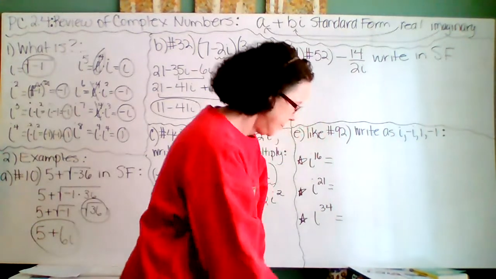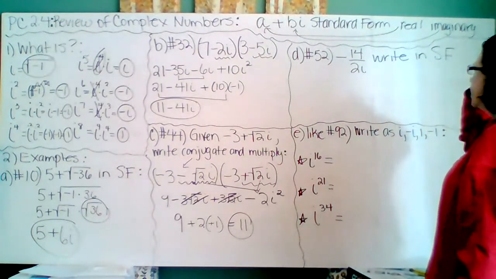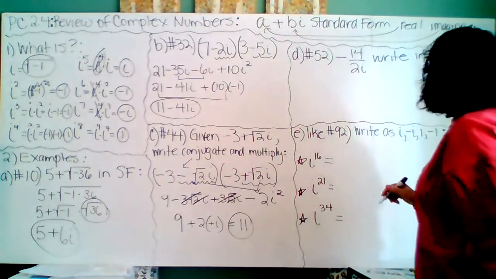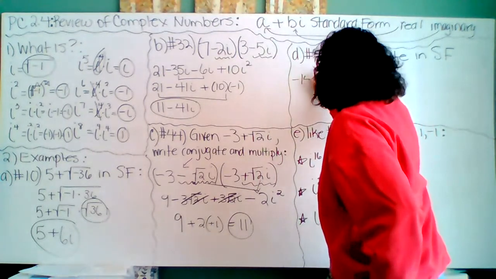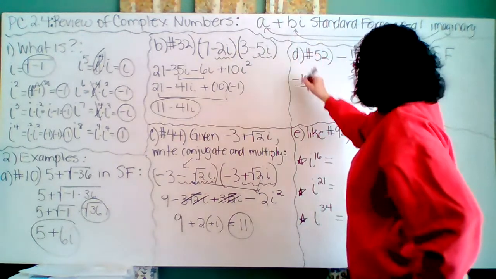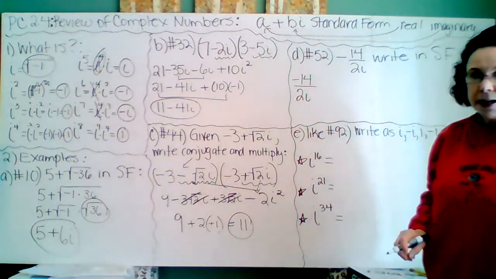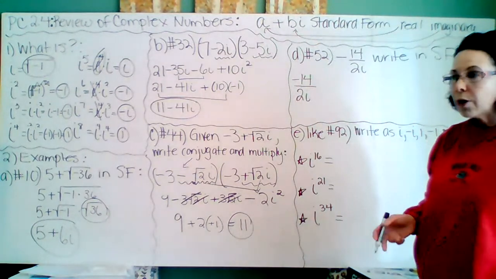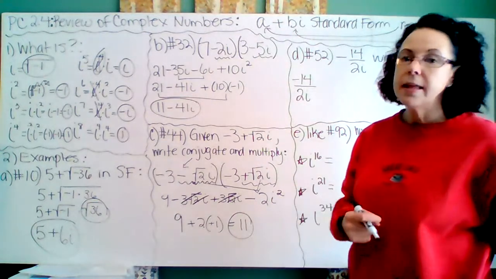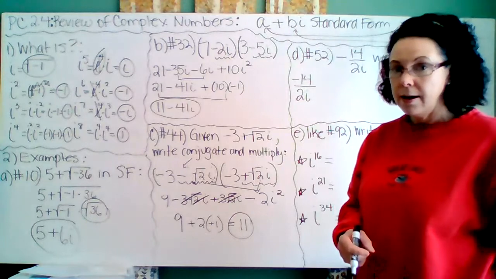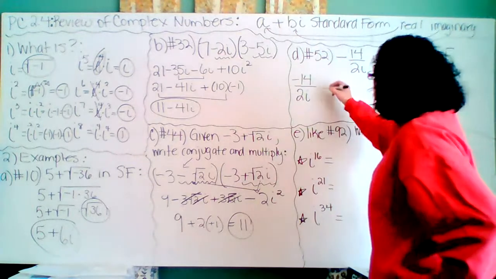Okay, number 52. They give you negative 14 over 2i, and they want you to write that in standard form. Notice this i is in the denominator, and I cannot have this i in the denominator. So how do I get rid of an i? I multiply it by an i, because then it becomes a negative 1, and I no longer have an i in the denominator.